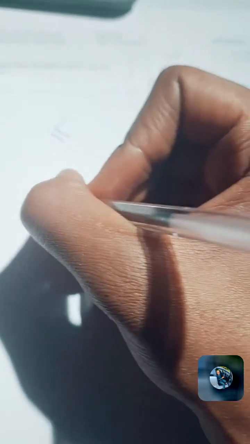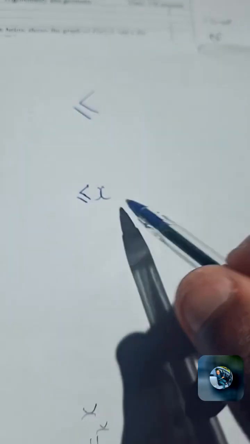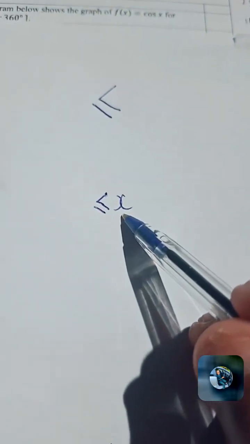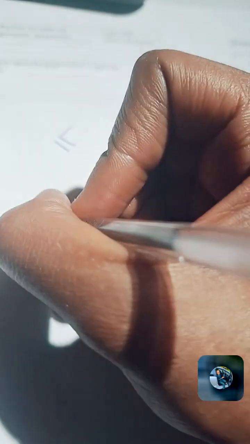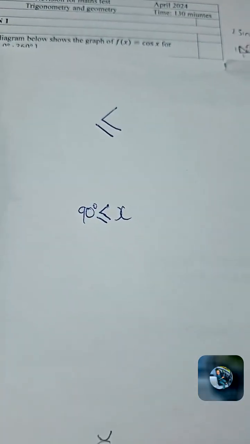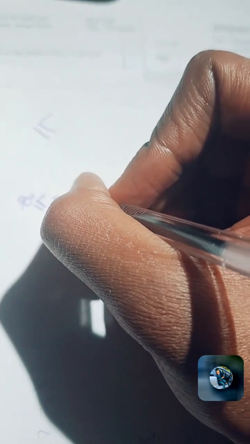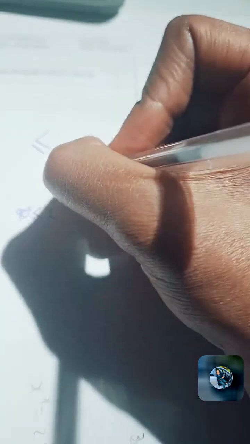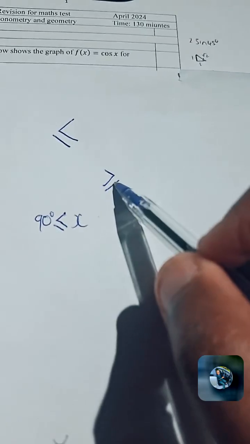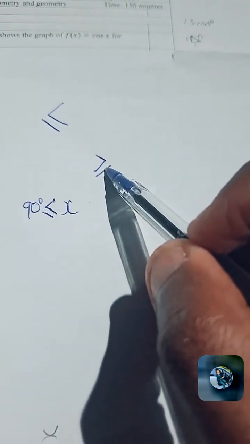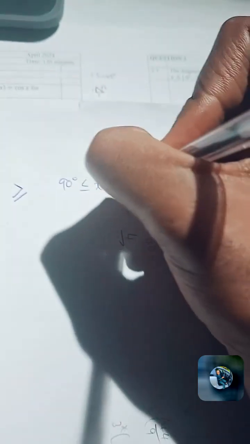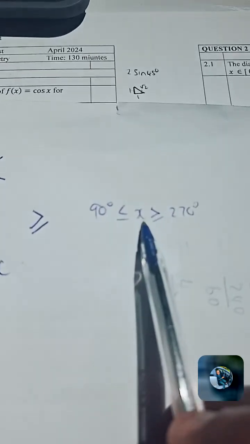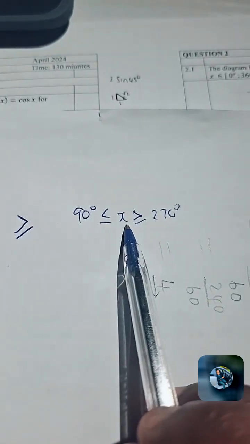Yes. And then where's the 90? On the left, okay. And greater than or equal to 270 on the right. Okay, so you mean this greater than or equal like this? Yes. So 90, is this what you mean? Yes. Okay. Now I want you to read what you are saying again.